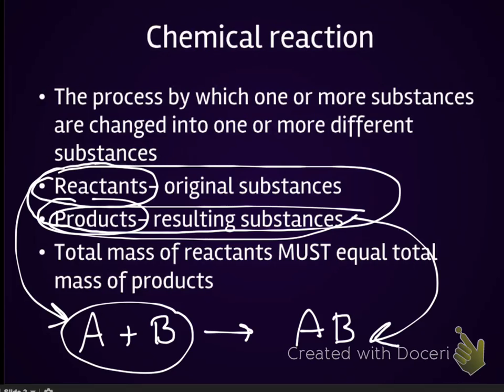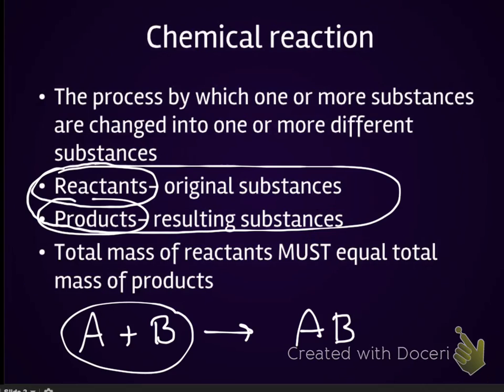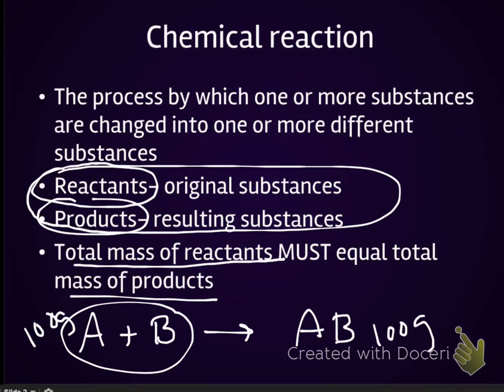Pretty straightforward, and you probably all did already know that, I think, from physical science. Importantly, the total mass of the reactants has to be the same as the mass of the products. So if you have 100 grams of stuff going in, you're going to come out with 100 grams of stuff, always.